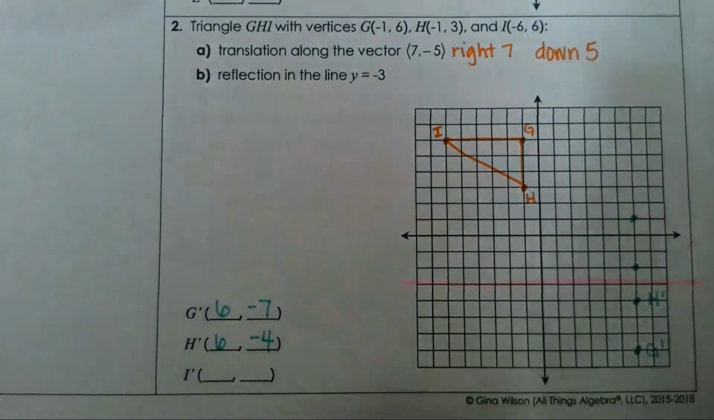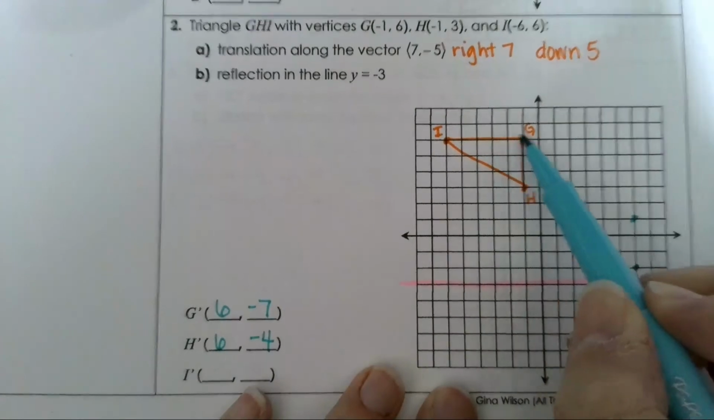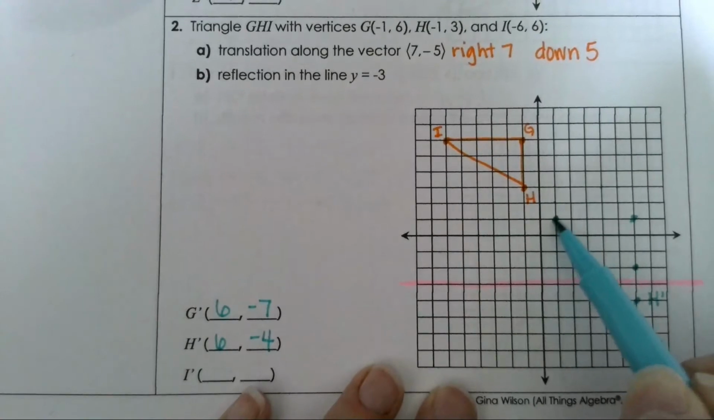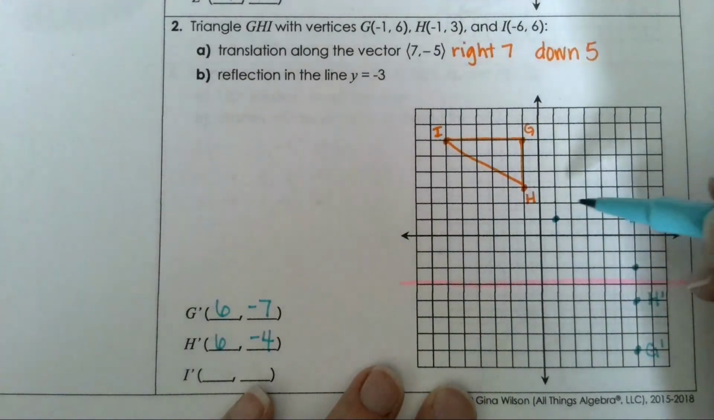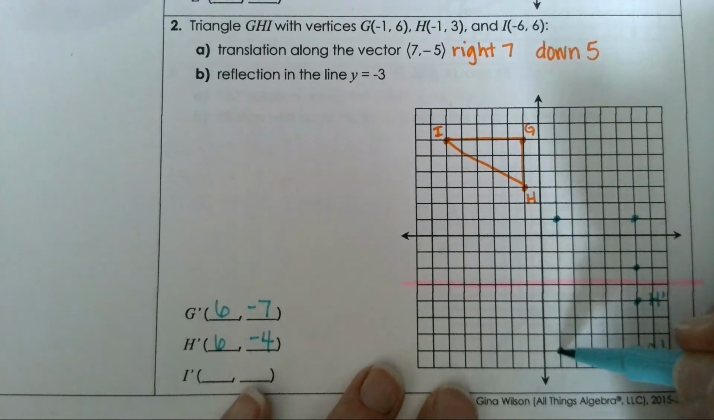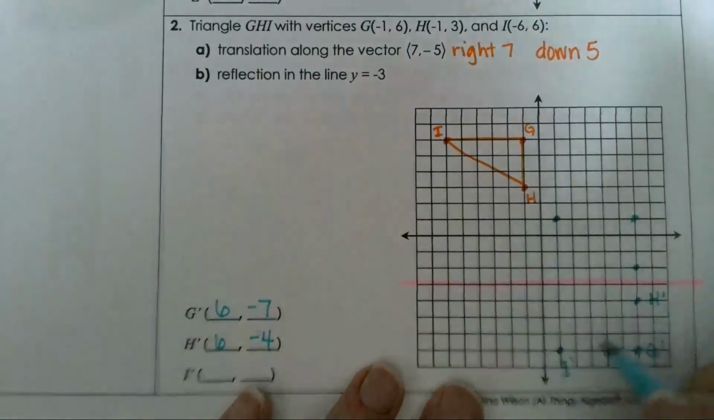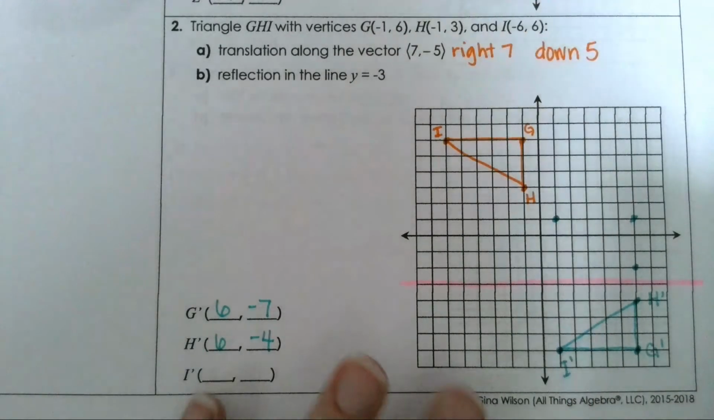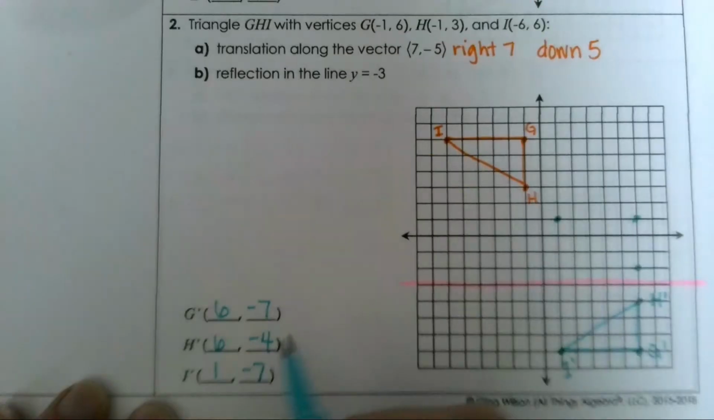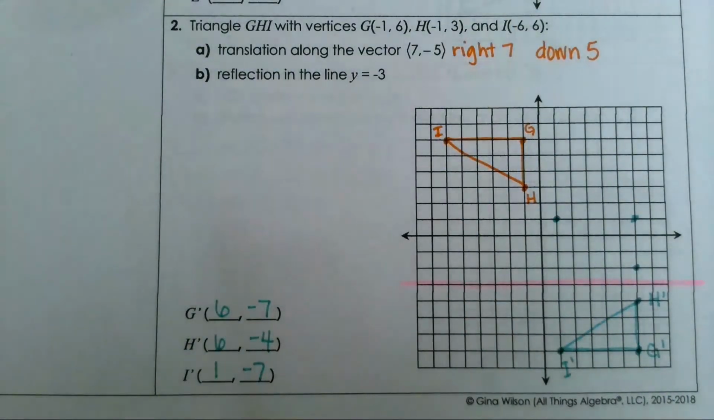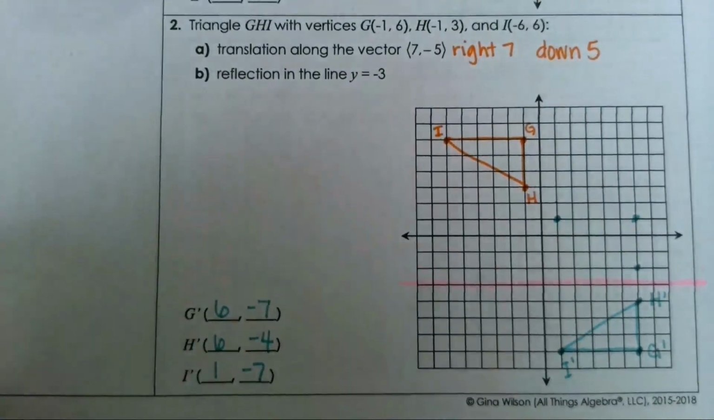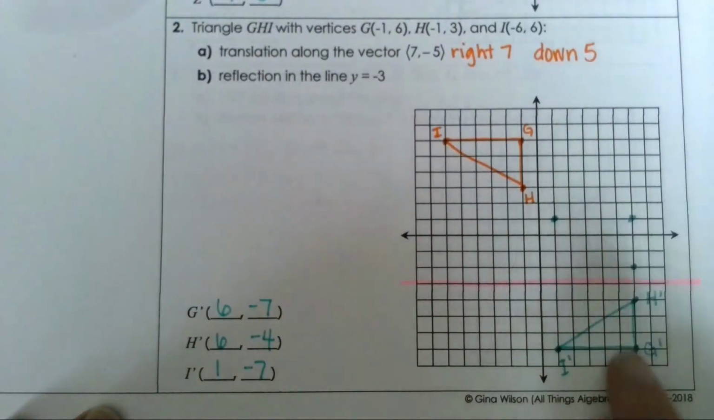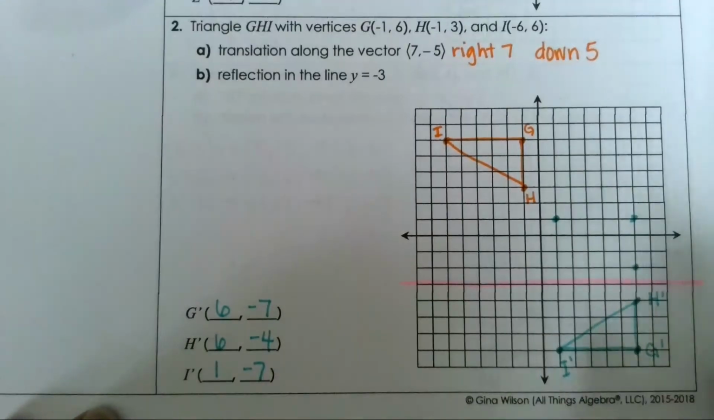And then I. And then again, we are going to reflect it over, so it should end up down here. Here is my final triangle, and I is at 1, -7. So I performed my translation first and then immediately into my reflection to get to my final triangle.